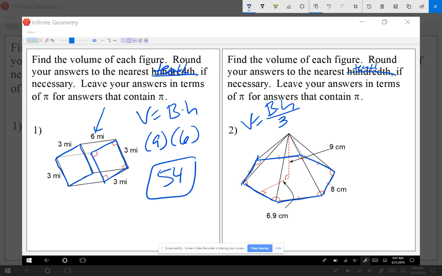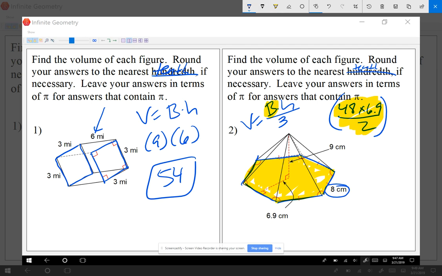So the base, the polygon, each side is 8. There are 6 of them. So I'm just going to say 48, right? 8 times 6. 48 times 6.9, which is the apothem, divided by 2. All this is just for the base, though. I'm going to highlight it yellow. That's just for me to get the area of the polygon. Right? That's just the base.